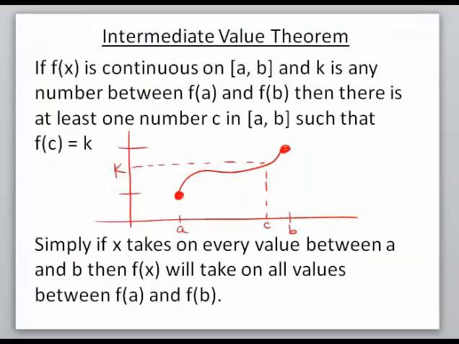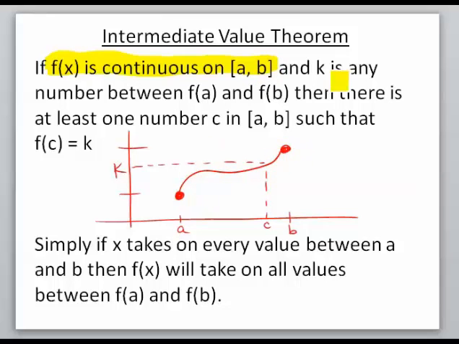Okay, one of the theorems that we're going to see this year is called the intermediate value theorem. I'm going to mark the important parts of this. The first thing is that f is continuous on the closed interval. You can see that there are no holes or gaps or anything. It's just continuous from A to B.